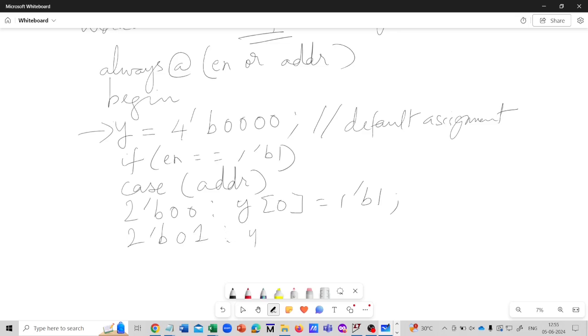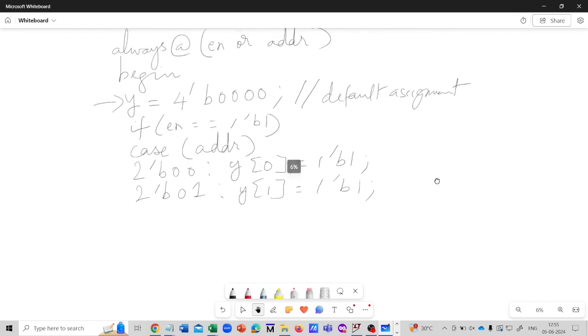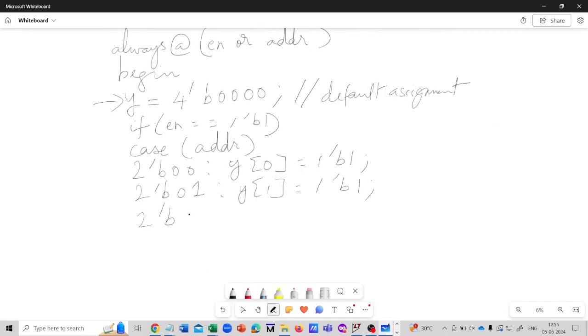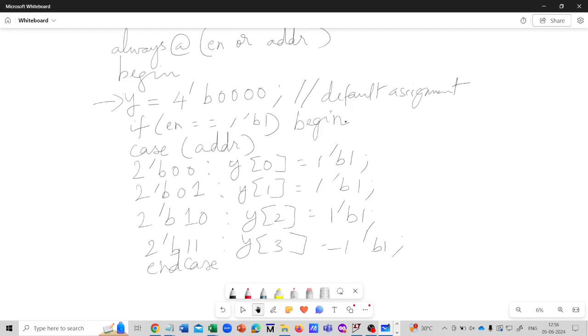For 1, we just say what happens to y1. We are not bothered about y2, y3 and y0 because they are taken care of by the default assignment. Similarly for the other two values of the address line. y2 is 1 and finally for 1, 1, y3 is 1. There you are. Of course, I omitted one thing. When we are having multiple assignments inside a branch of the if statement, we have to demarcate them with begin and end.